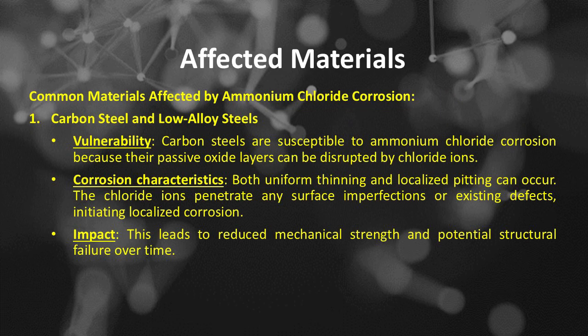Common materials affected by ammonium chloride corrosion include, number 1, carbon steel and low alloy steels. The vulnerability of carbon steel and low alloy steels: carbon steels are susceptible to ammonium chloride corrosion because their passive oxide layers can be disrupted by chloride ions. Corrosion characteristics commonly affecting carbon steel and low alloy steels: both uniform thinning and localized pitting can occur.